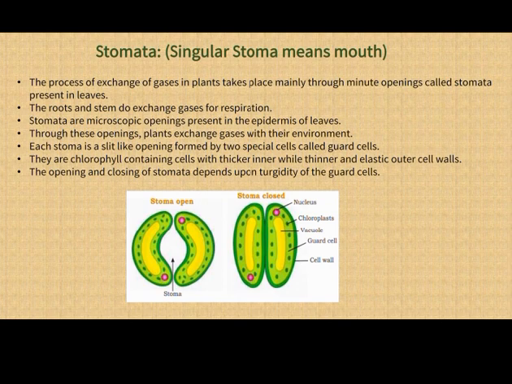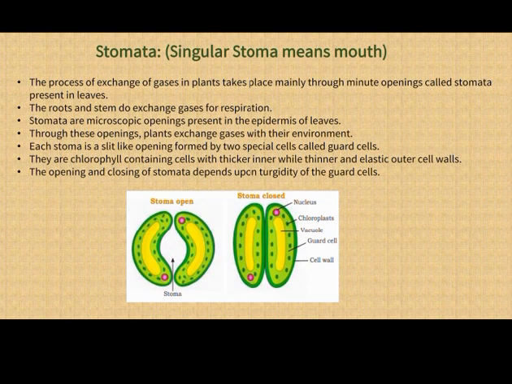So what are the respiratory organs of plants? Students, the respiratory organs of plants are called stomata. The singular is stoma, which means mouth, and it also looks like a mouth. You can see that the diagram shows something like a mouth.